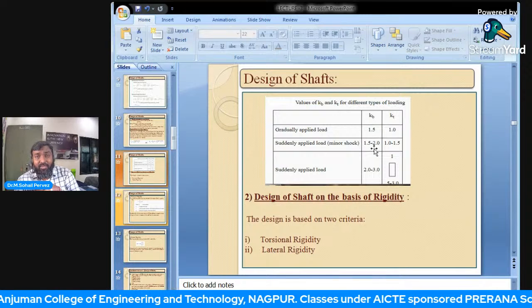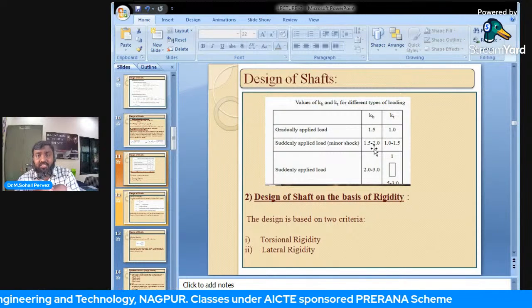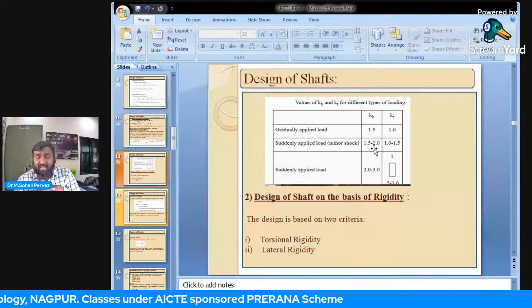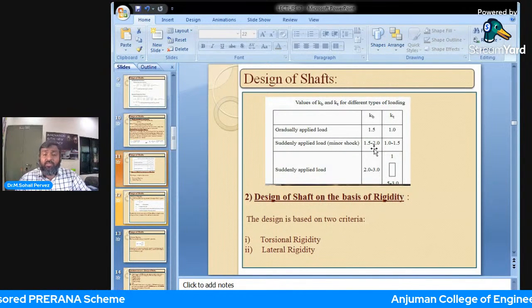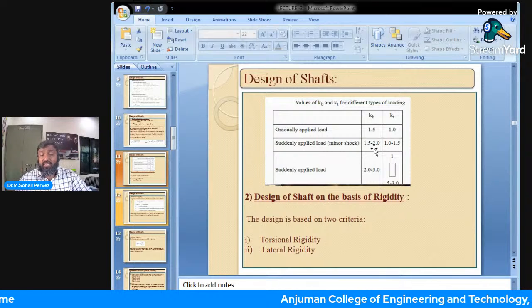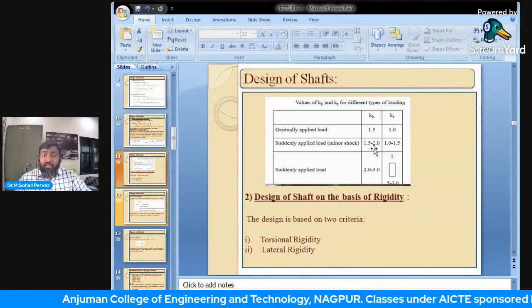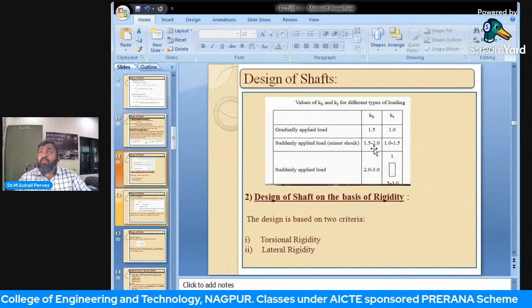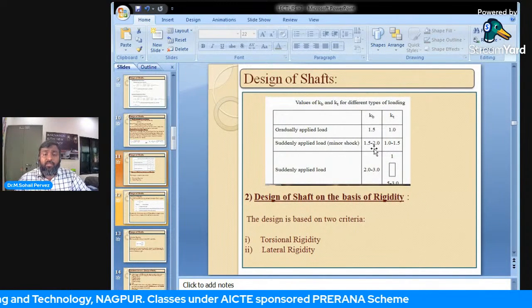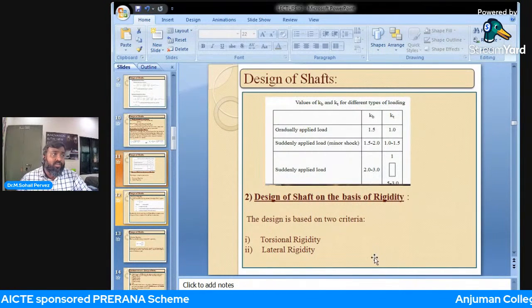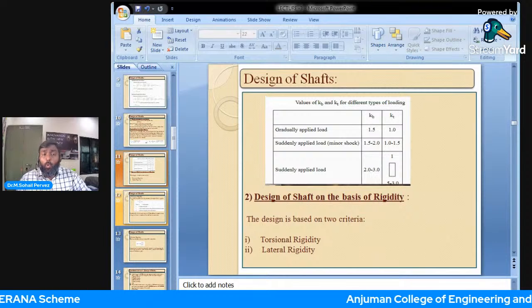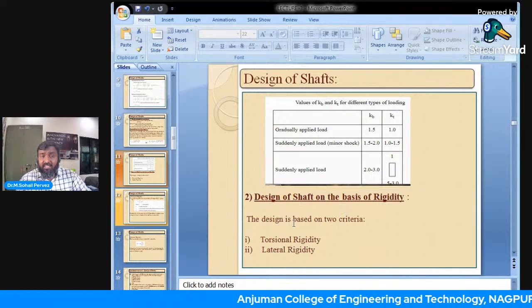When I say gradually applied load, it means at the initial position of the shaft, at the initiation of the motion or rotation of the shaft, the load applied will be gradual. Sometimes suddenly applied load with minor shock may happen in case of gears, or belt slip. So a minor shock is expected, and suddenly applied load depends on overloading of the shaft. When I say overloading of the shaft, that is very important.